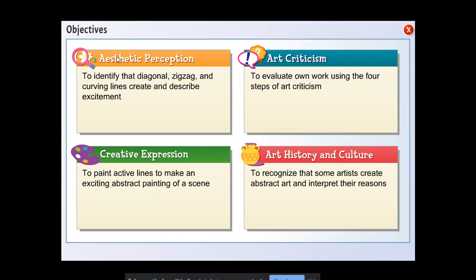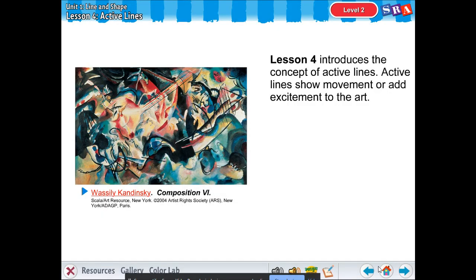Okay, so our objective today is to identify diagonal, zigzag, curving lines and how they create excitement in our artwork. If you want to do the project, it is to paint active lines to make an exciting abstract painting of a scene. And then for our art history and culture, you're going to recognize that some artists create abstract art and interpret their reasons.